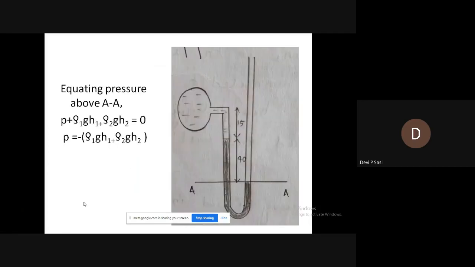Now we have to equate the pressure above datum line AA. So what happens? P plus rho 1 g H1 plus rho 2 g H2, as you know in vacuum pressure, you have learned it, is equal to the pressure considered in the right limb. So what is the pressure considered in the right limb? It is 0 because it possesses vacuum pressure. So P is equal to minus of rho 1 g H1 plus rho 2 g H2.